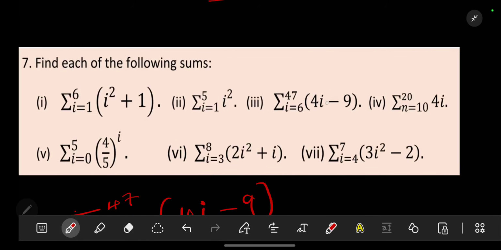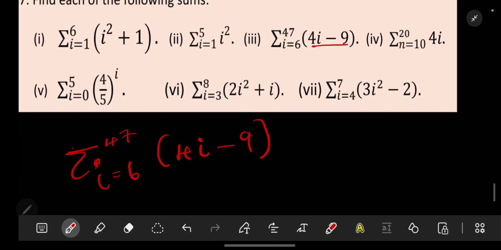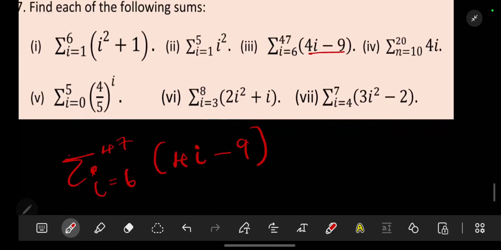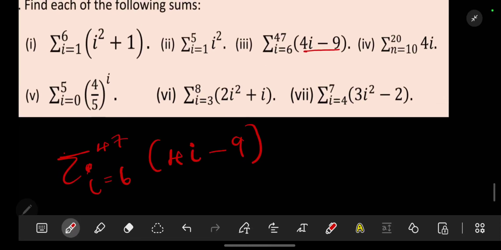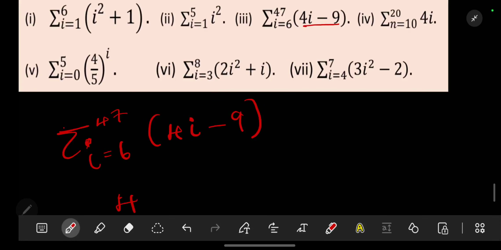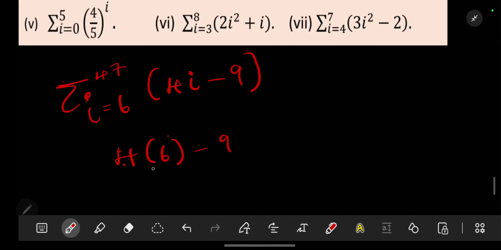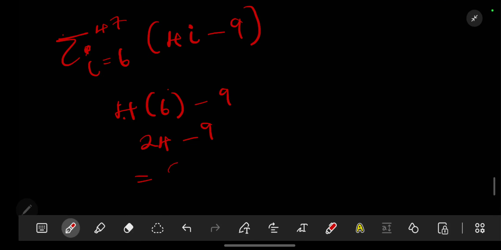If you have something like this, mostly it is an AP. If it does not have a power, it is an AP. How do you find the sum of an AP? Let's verify. When we put 6, where i is, we have 4 times 6, which is 24, minus 9, which is 15. That is our first term.